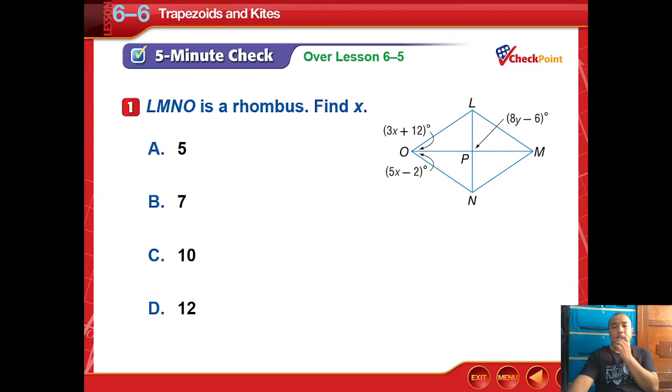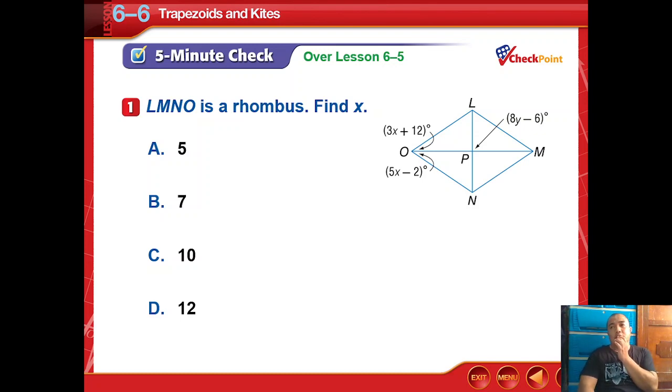So let's first have a review about our past lesson regarding the different special parallelograms. These are the rhombus, rectangle, and square. Number one, LMNO is a rhombus. Find x. Let us try to recall the different properties of a rhombus.